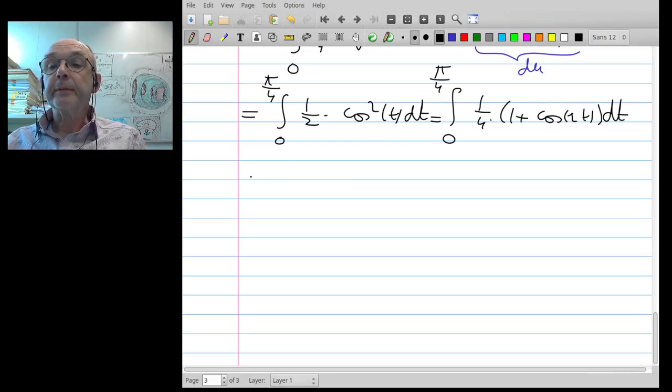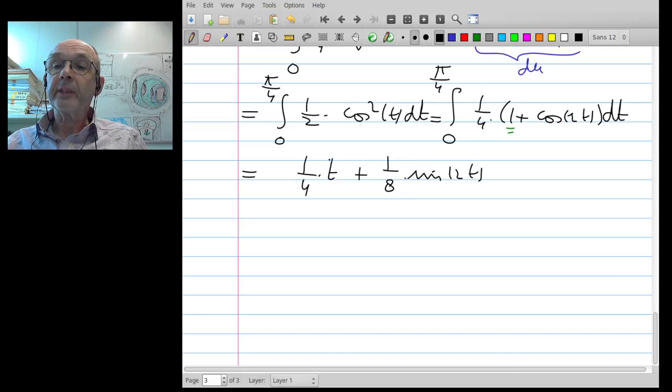Now, we want to do so. Now, what do we have? We get 1 over 4 times t. That is this one here. And we have also plus 1 over 8 times the sine of 2t, and that between the boundaries 0 and pi divided by 4.